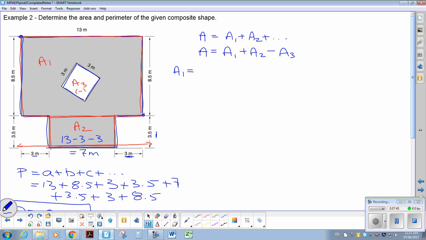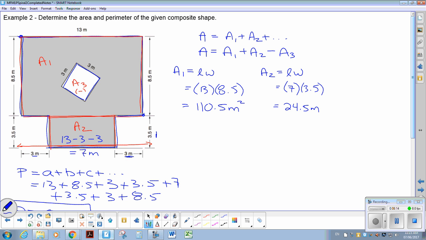So how do we find area 1? It is a rectangle, so length times width. So 13 times 8.5. So we go ahead and do that calculation. 13 times the 8.5 is 110.5 meters squared. Area 2, also a rectangle, length times width. So 7, that was already figured out for us, by 3.5. So 7 times 3.5, we get 24.5 meters squared.